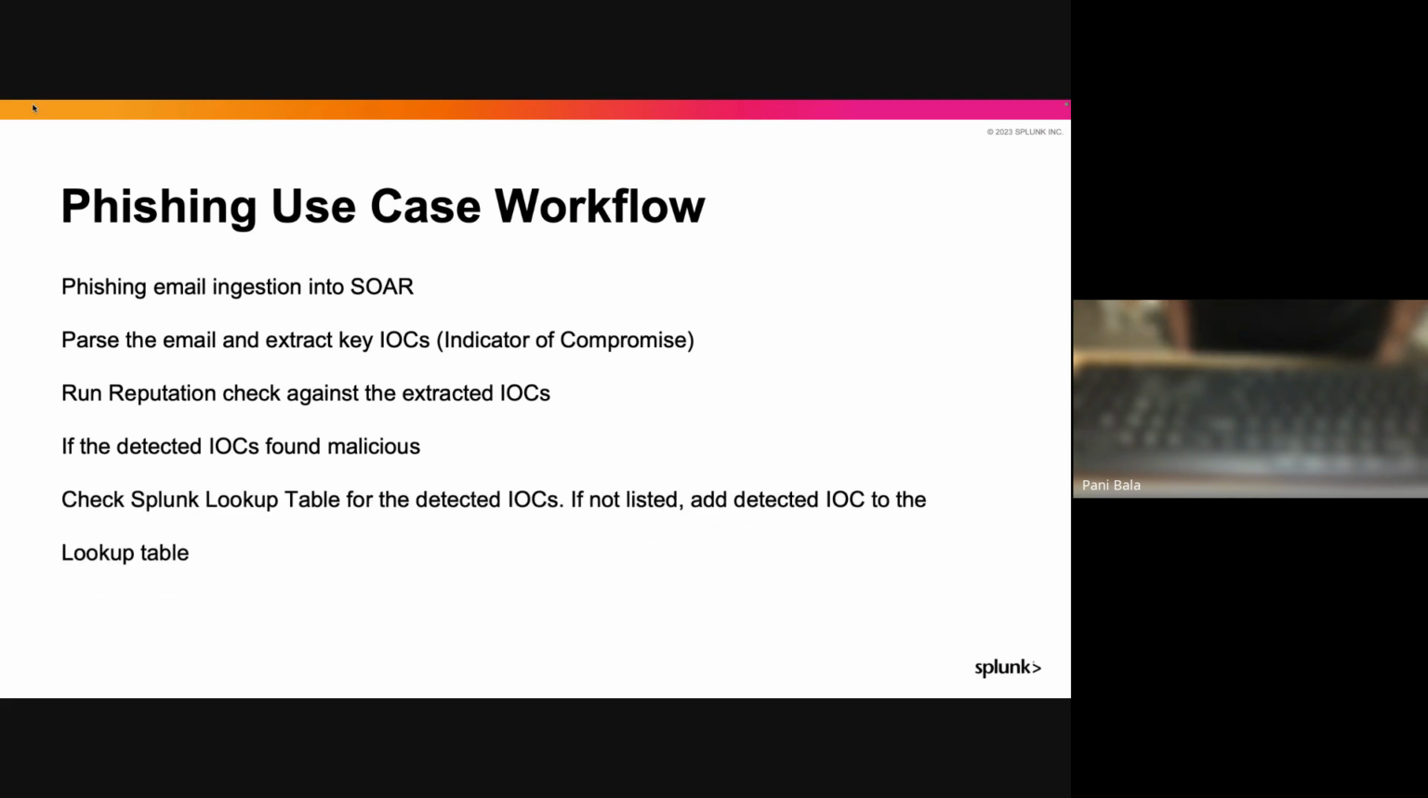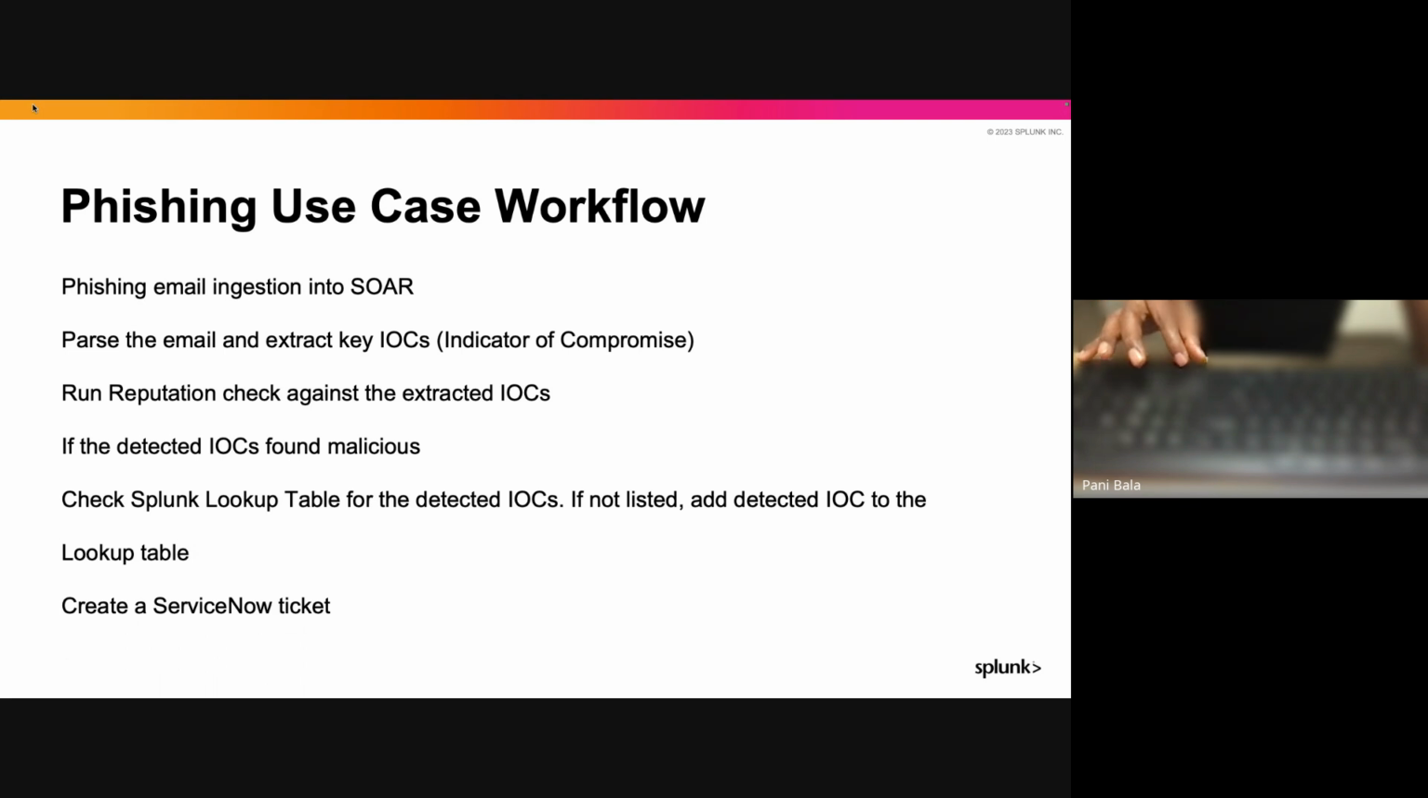And if it is malicious, we have to check the Splunk lookup table, since many organizations might have a lookup table for all the malicious IOCs. Go and check those files and add the detected IOCs, if they're not there, to the Splunk lookup table as a domain list, so that they'll have a data storage of all the IOCs. Then create a ServiceNow ticket and assign it to the security analyst to look into this issue. So this is a simple phishing use case that can be built in probably less than a day if all the integrations are ready.